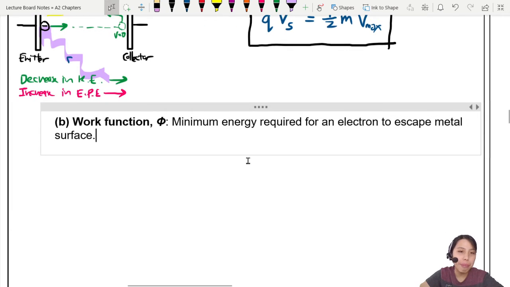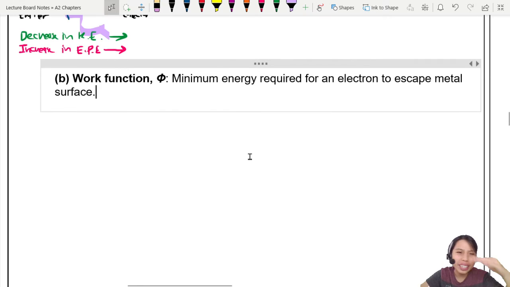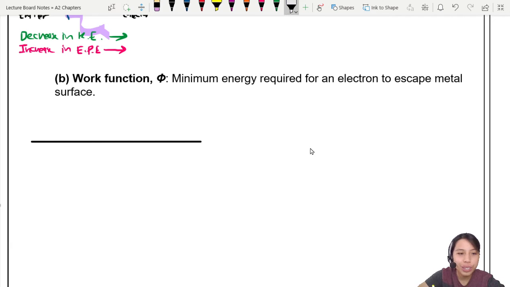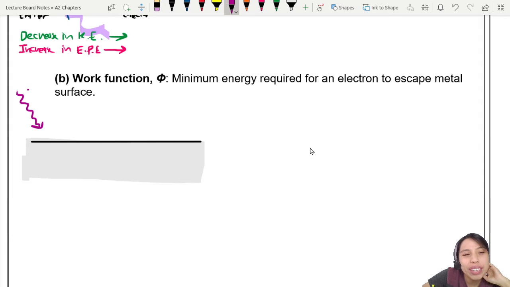Now, let's unpack this. What does this mean? What exactly is a work function? Remember how we have metal plates, like this one over here? Maybe some metal, I don't know what metal, but it's a metal here. Then you have an incoming photon that comes in with some energy. And this one has some energy of, let's say, 10 eV.